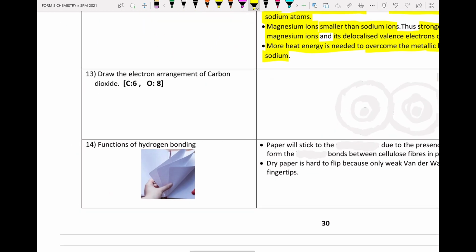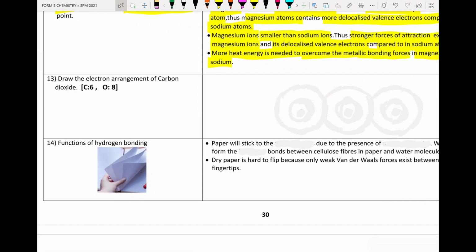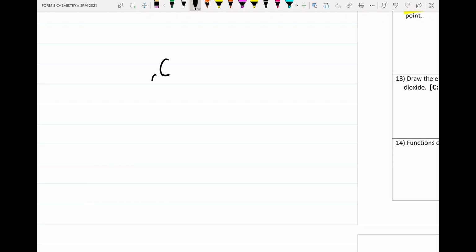All right, next, please check question number 13. Draw the electron arrangement of carbon dioxide. Okay, carbon dioxide is made up of carbon and oxygen. We try to get the proton number: carbon 6, oxygen 8. So we do the electron arrangement: carbon 2.4, oxygen 2.6.